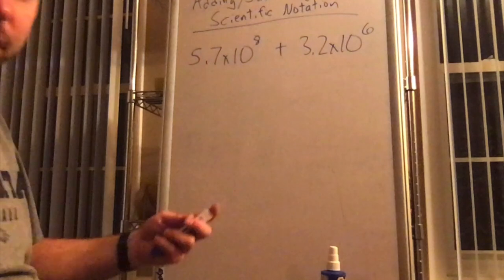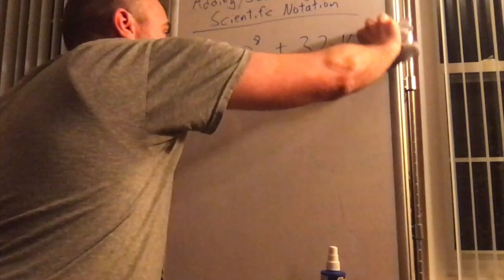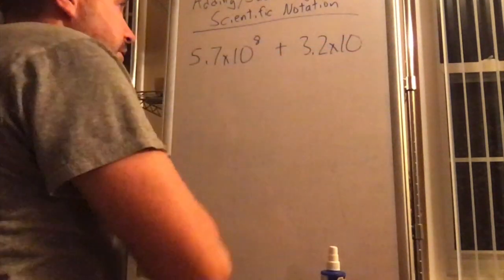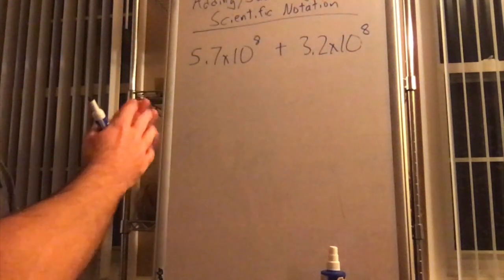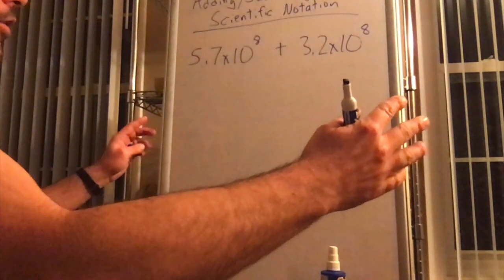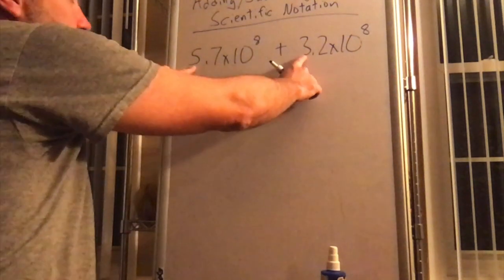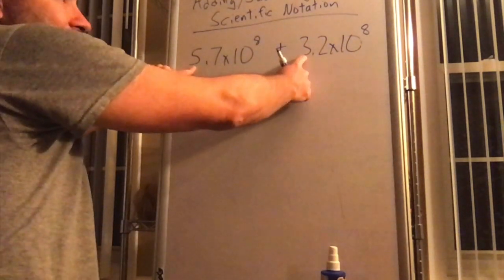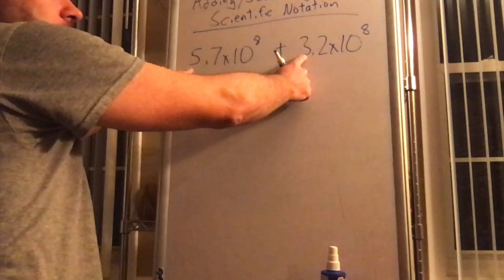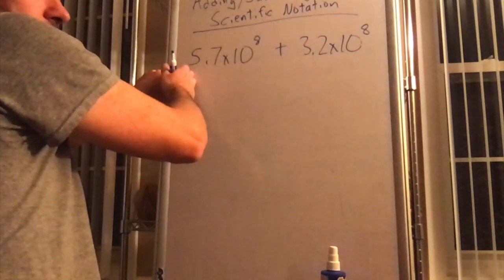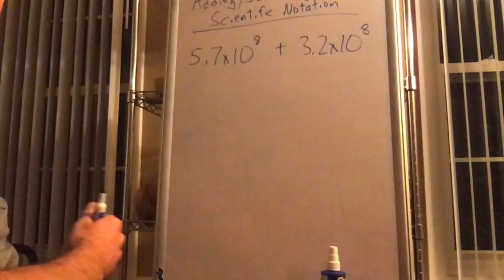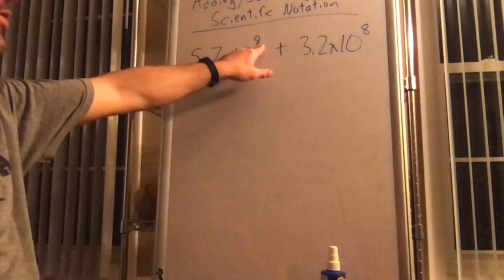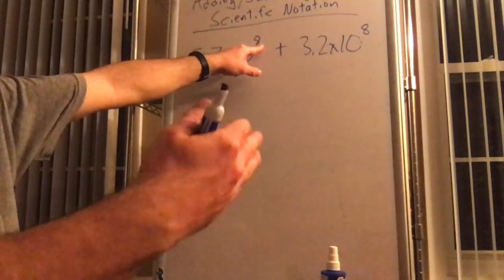I think I changed my mind. I'm going to go ahead and make these the same exponent first. So they're both 8. So they're both equally big. So what that means is the 3 and the 5, they are actually in the same place value. The 2 and the 7, they're actually in the same place value. Remember, this means how far the decimal place moved.